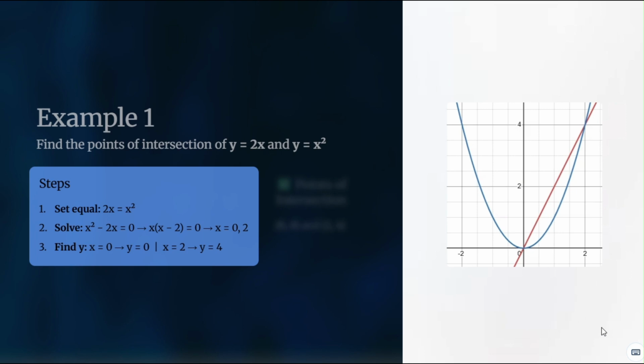And since we have a product, if either factor is 0, then the product will be 0. So either x equals 0 or x minus 2 equals 0. And solving for x, x will be equal to 0 or 2. Now in order to find y, we'll substitute x equals 0 and 2 into either equation. So when x equals 0, 2 times 0 is 0. And when x equals 2, 2 times 2 is 4. So here are my 2 points of intersection, (0, 0) and (2, 4).